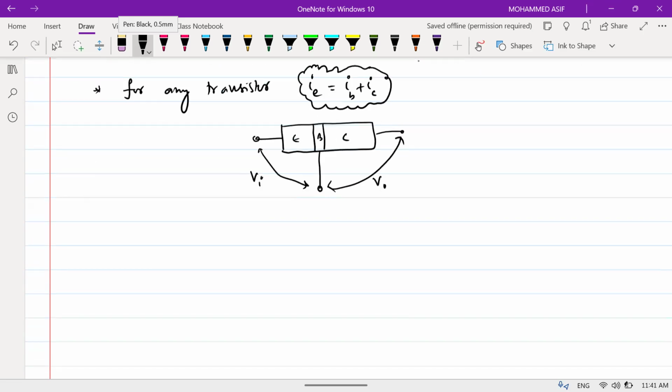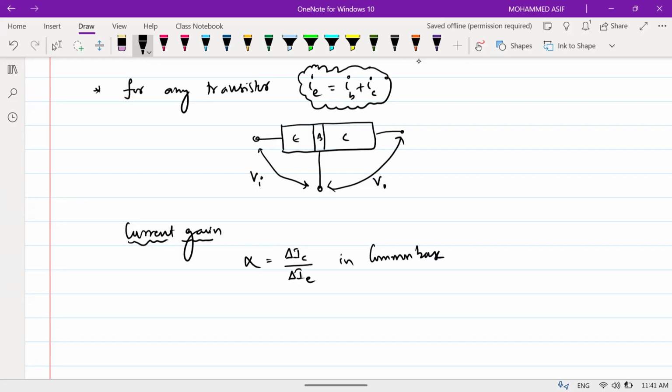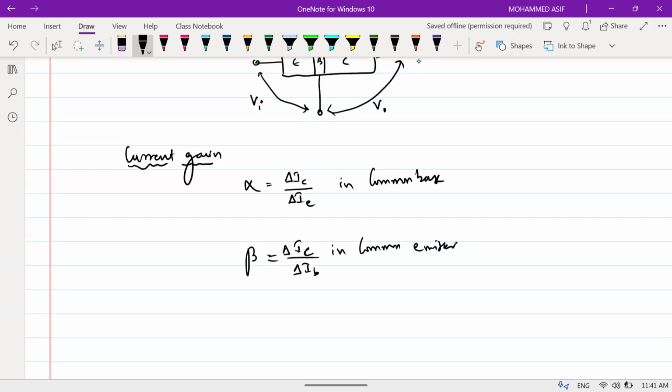Okay. So current gain for a transistor will be alpha is equal to change in collector current divided by change in emitter current in your common base. That means the base is common for the input as well as the output. The same way beta is equal to delta IC divided by delta IB. So this will be in your common emitter. If the emitter is kept common, then we define beta. Beta is equal to change in collector current divided by change in base current.